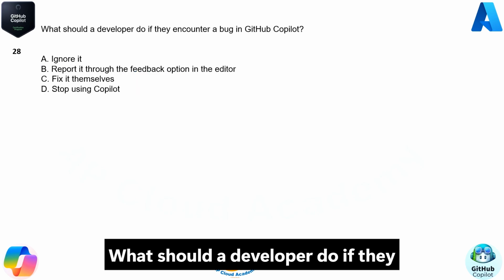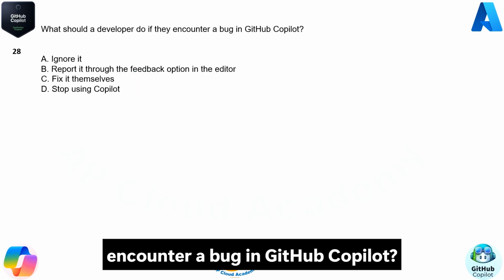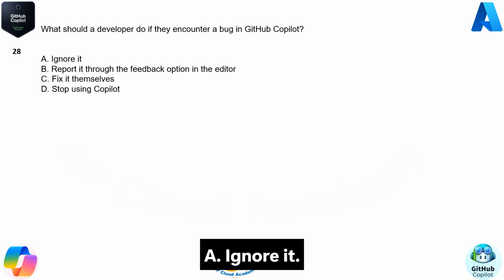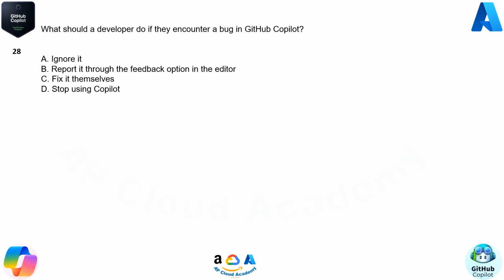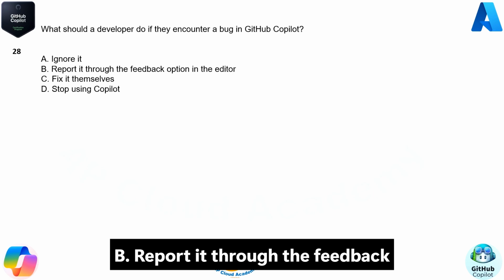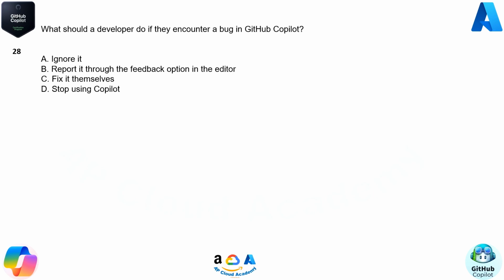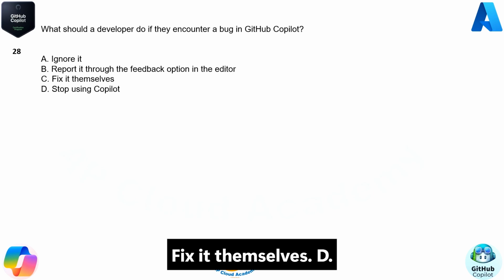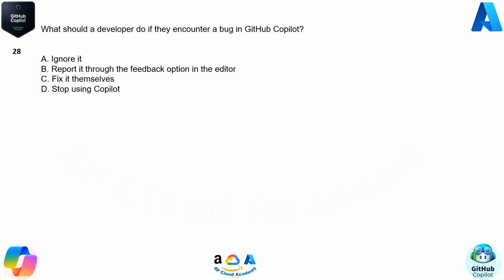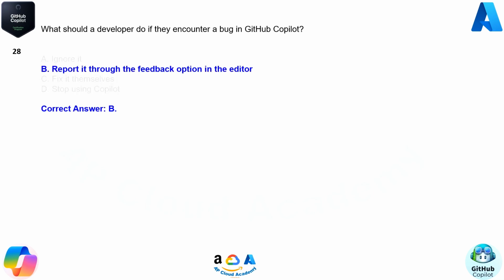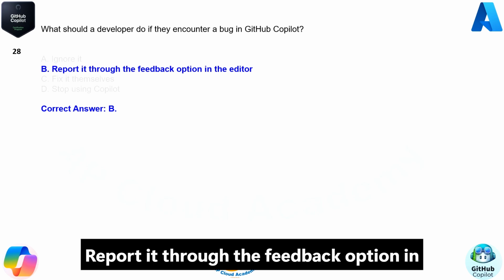What should a developer do if they encounter a bug in GitHub Copilot? A. Ignore it. B. Report it through the feedback option in the editor. C. Fix it themselves. D. Stop using Copilot. Correct answer, B. Report it through the feedback option in the editor.